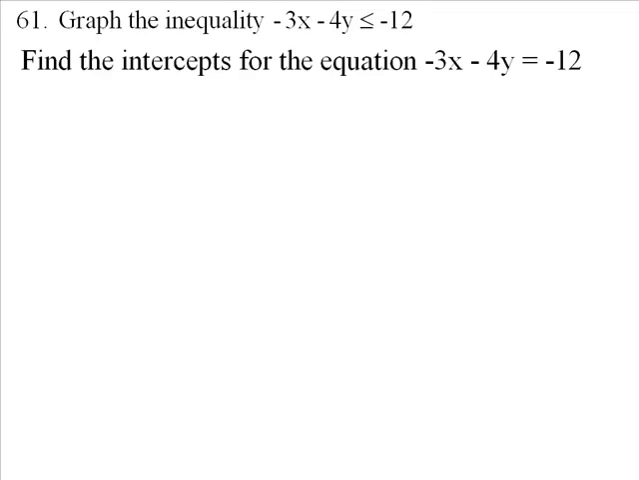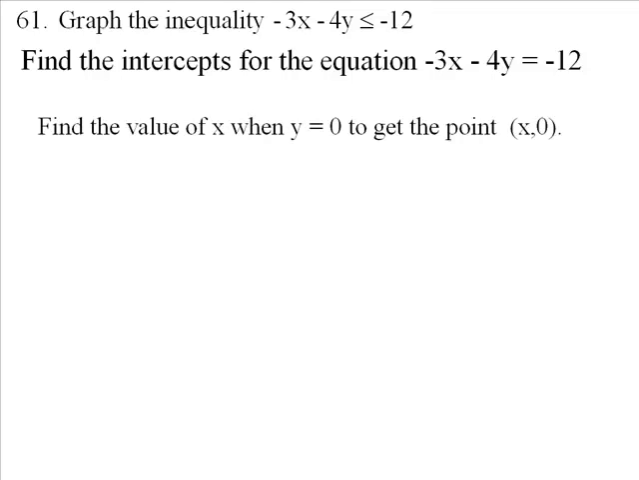Number 61. Graph the inequality negative 3x minus 4y is less than or equal to negative 12. Well, we want to graph the line first. So we'll graph the line. That means we want an equal sign, and then later on we'll do the inequality. Let's find the equation first.